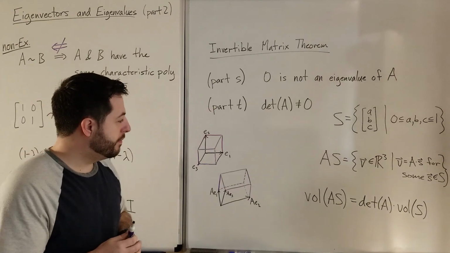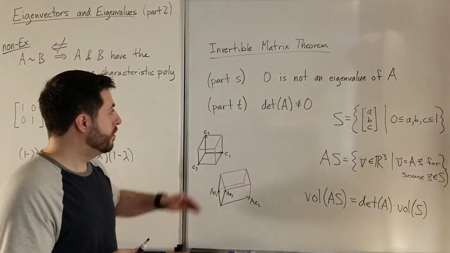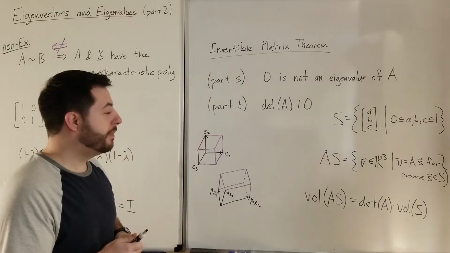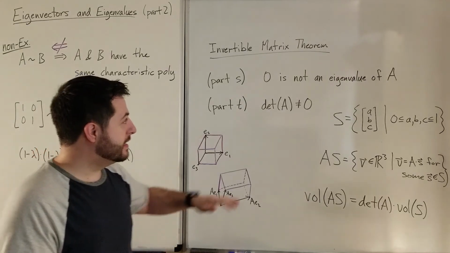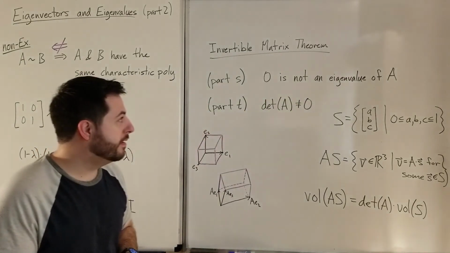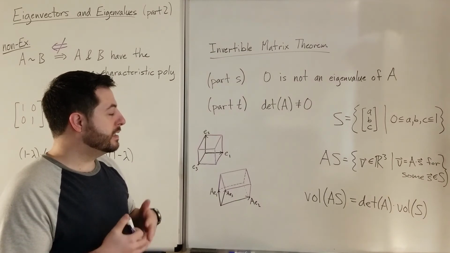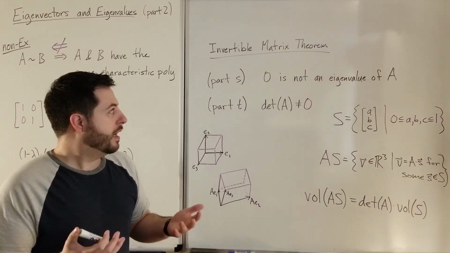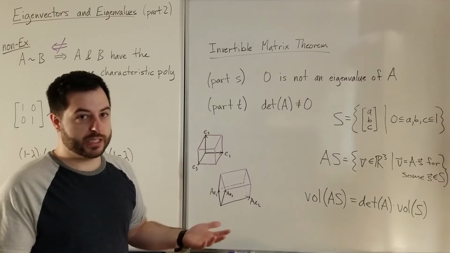Okay, now I want to briefly talk about the invertible matrix theorem. So we have two new parts to this, part S and part T. Part S says that 0 is not an eigenvalue of A. So remember that 0 being an eigenvalue says we subtract a 0 off of the main diagonal. In other words, we don't change it.